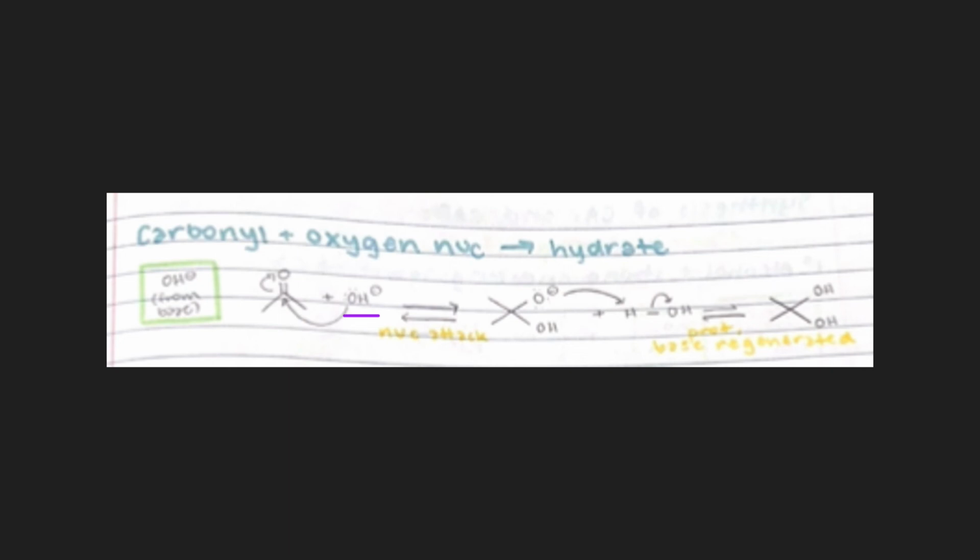So our oxygen nucleophile of interest here is going to be OH minus hydroxide, and that is going to be coming typically from a base of some sort. So that is going to nucleophilically attack our carbonyl carbon, breaking that bond to end up with a negatively charged oxygen. And after that nucleophilic attack occurs, we need to stabilize everything, so we end up protonating it using a weak base such as water.